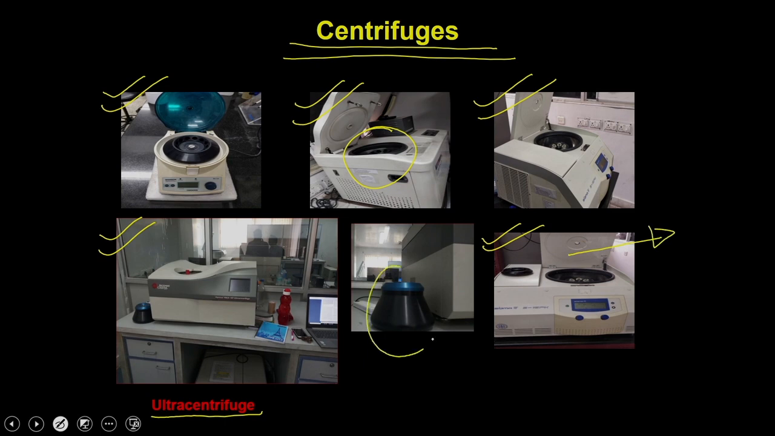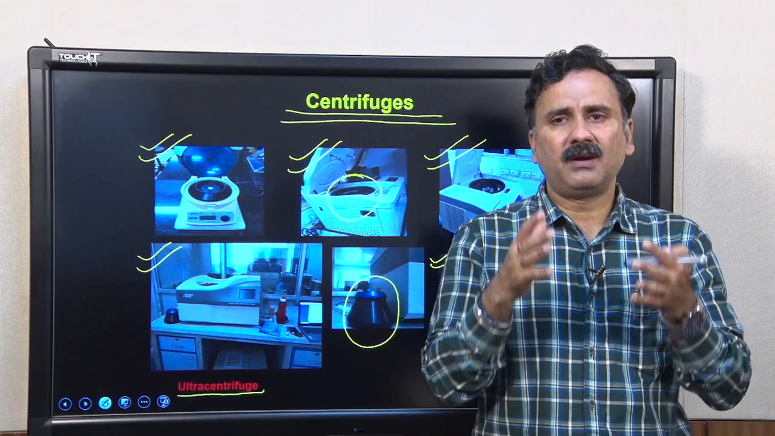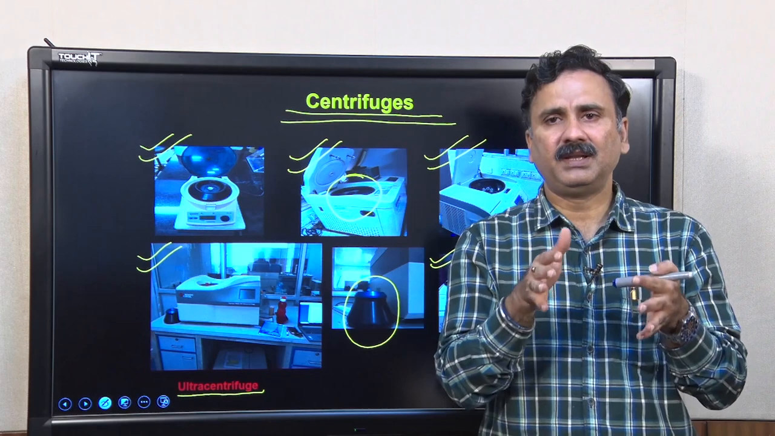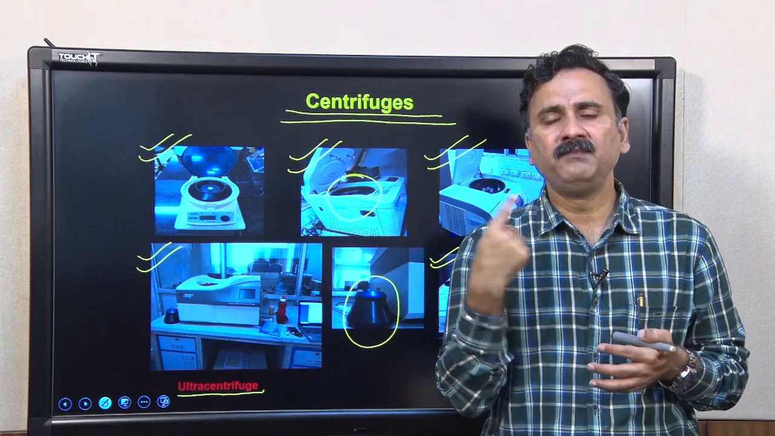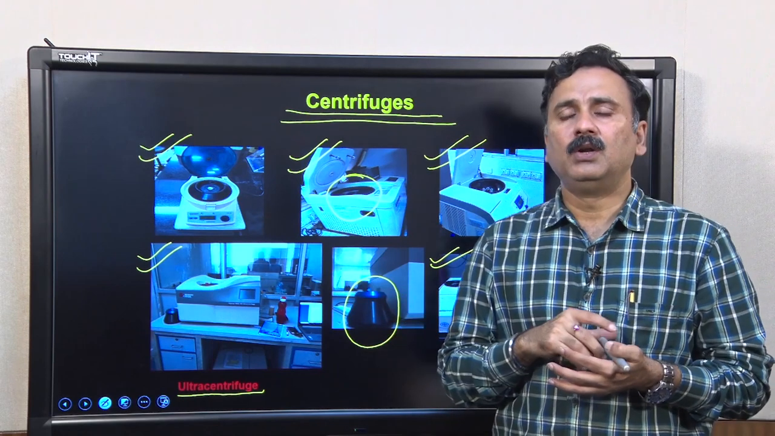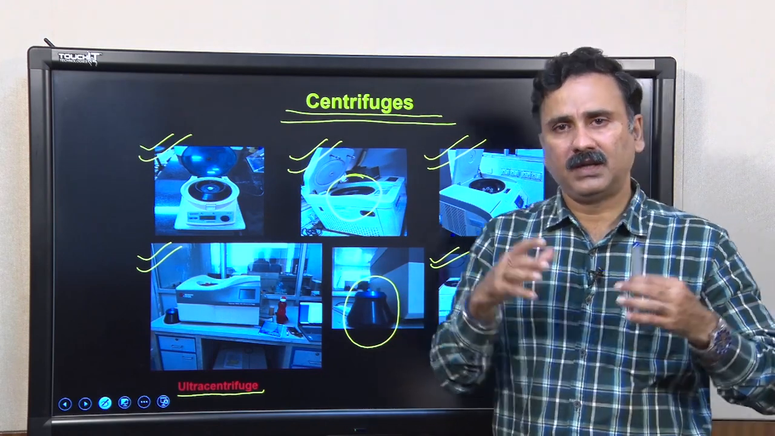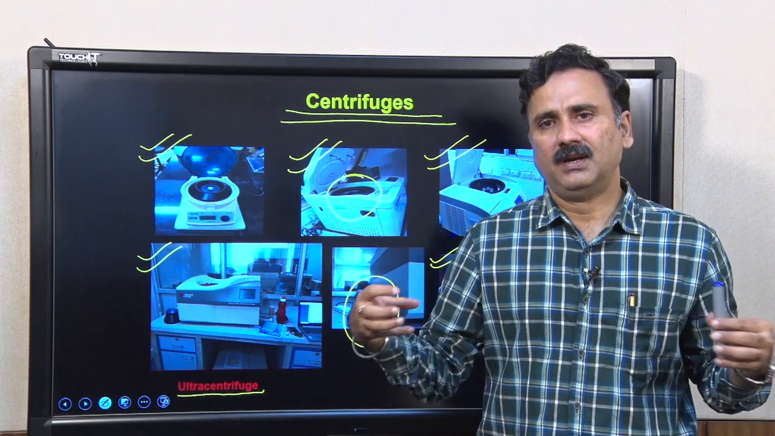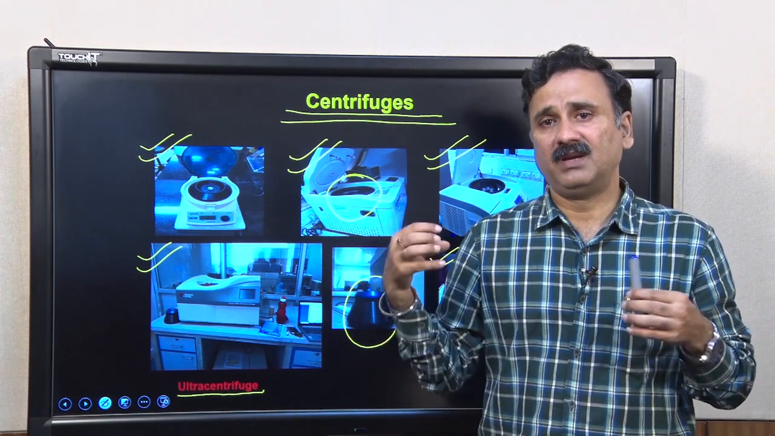This is the rotor you use in a typical ultracentrifuge. All these centrifuges work on a basic principle: you are rotating the object, keeping the material in a rotor, and that is how it separates the material through the process of sedimentation.